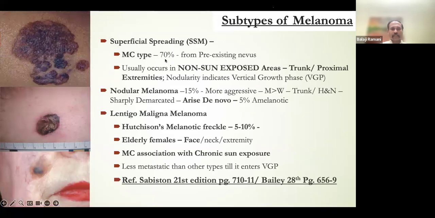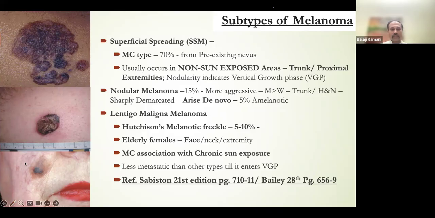So superficial spreading is the most common type. Many arise from a pre-existing nevus, and it happens in non-sun exposed areas. Nodularity indicates a vertical growth phase. Nodular melanoma has a poor prognosis because the radial growth phase is very small. It directly goes on to a vertical growth phase. This is the more aggressive type, usually arising de novo, and 5% are amelanotic.